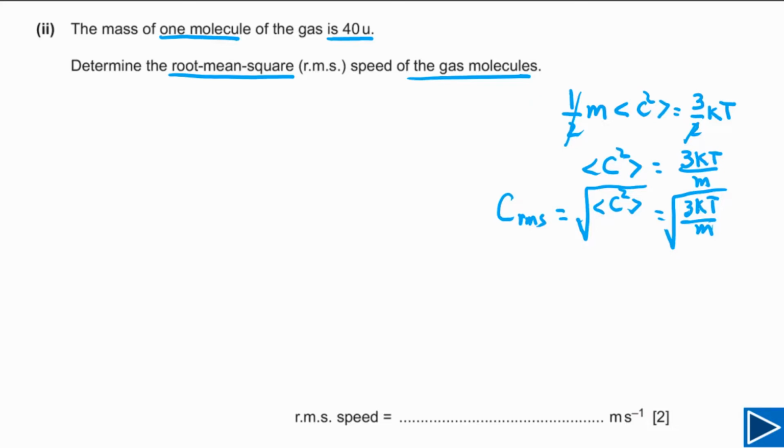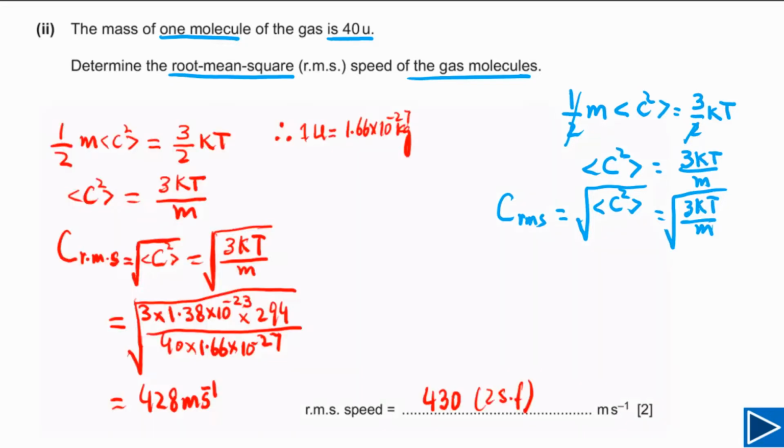Now you can pause the video and do the calculations first by yourself, and then you can come back and compare your working with my working, and also compare your answer with my answer. So take some time and do the calculations first by yourself. I hope you have done the calculations. Now look at my answer.